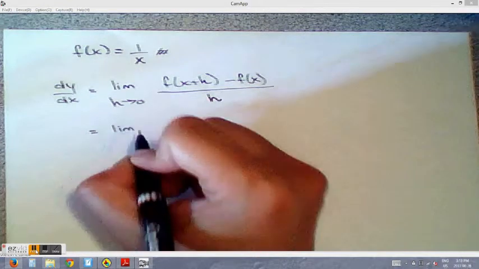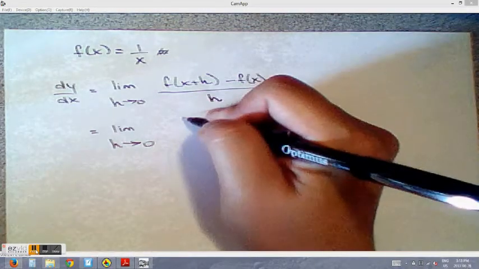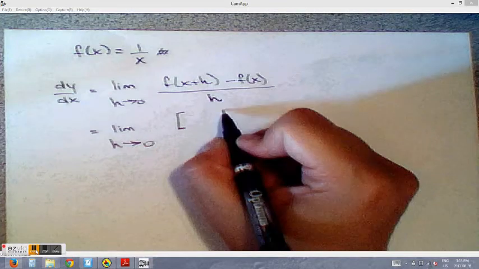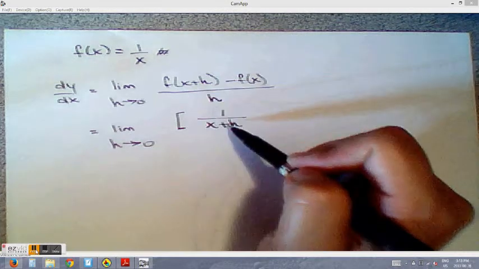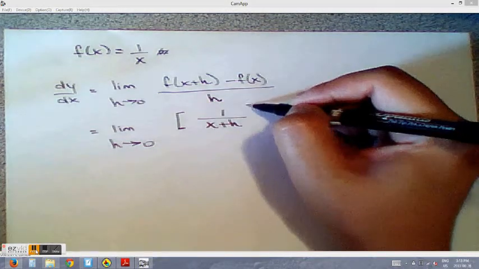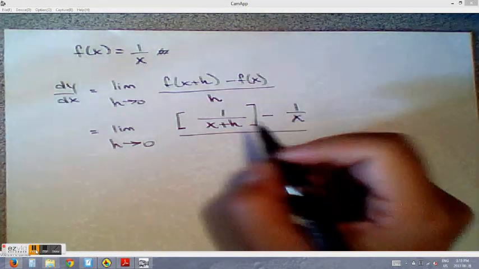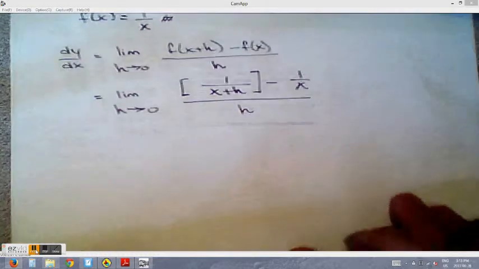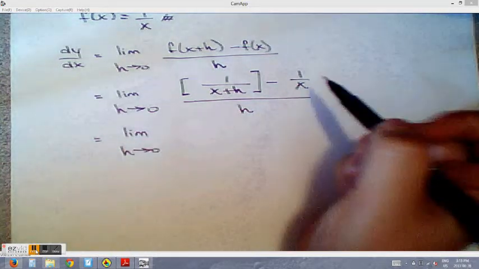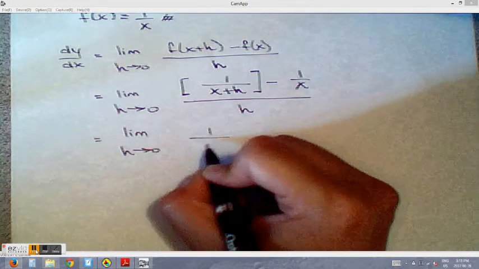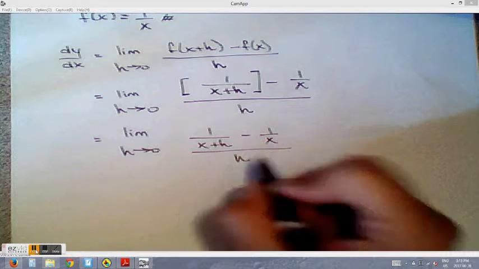Let's see now. Using our function, let's plug it in. Let's use some square brackets. 1 over x plus h. Remember, wherever there's an x, you're going to replace it with x plus h. You're going to tack on that little h there. Minus 1 over x, all over h. So the limit as h approaches 0. Now I can just remove the brackets: 1 over x plus h minus 1 over x, all over h.